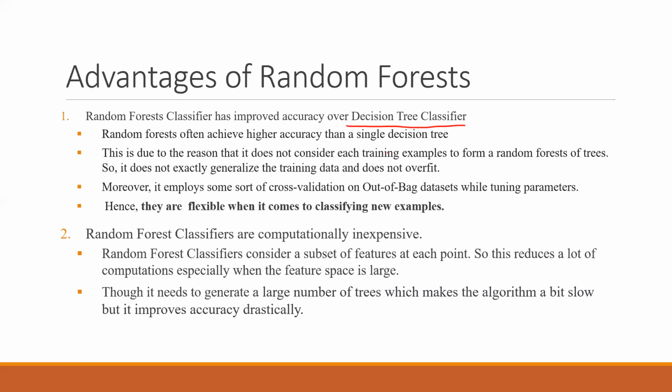Moving ahead, looking at the advantages of the random forest classifier, it has improved accuracy over the decision tree classifier for obvious reasons. Let's discuss them. Random forest often achieves higher accuracy than a single decision tree. For a simple reason: one simple decision tree versus the average of 10 different decision trees, obviously the average will be better. There is one concept called overfitting. Overfitting can be handled easily.